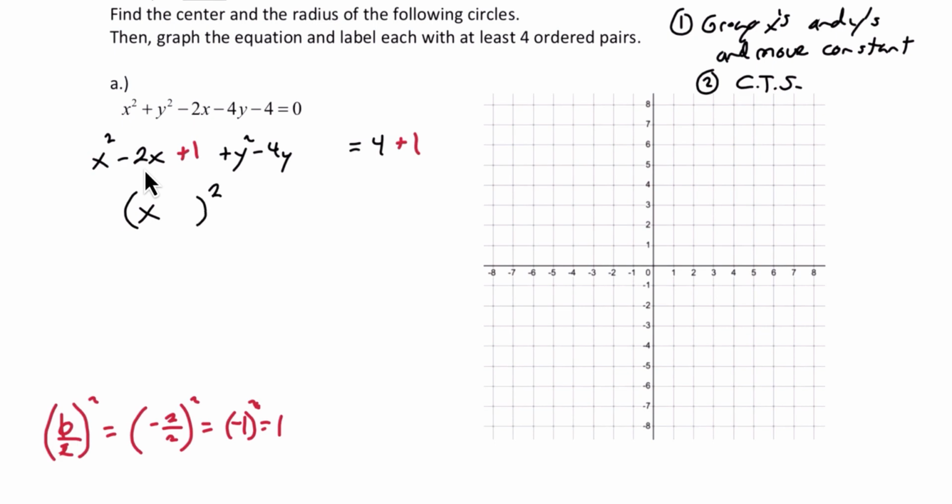That creates a perfect square trinomial. We can rewrite this as x something squared, and that something is always going to be b over 2. The quantity b over 2 before you square it is -1. That goes in the parentheses.